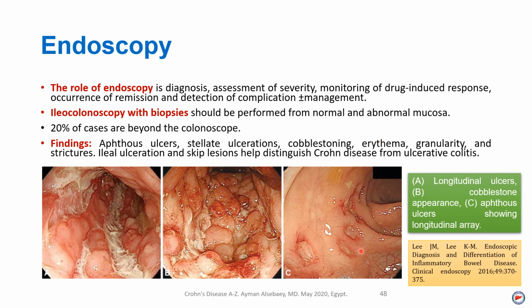As we see here, we can see aphthous ulcers overlying the lymph follicles, like here. We can see cobblestone. We can see longitudinal ulcers with pus and granularity, thickening of the mucosa, decreased lumen diameter, and so on. Okay, biopsies are very important. They will show focal or patchy inflammation.